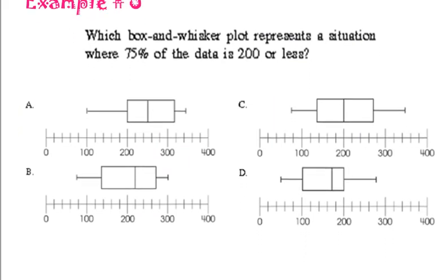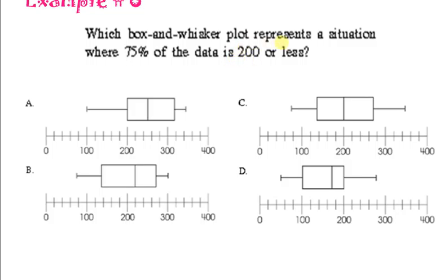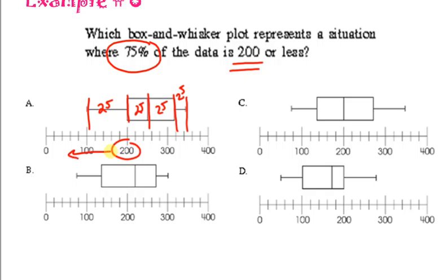All right, example number 8. Which box and whisker plot represents a situation where 75% of the data is 200 or less? Okay, well, draw your marks. There's 25%, and there's 25%, 25%, and 25%. Where's 200? 200 is over here. 200 is only 25%.